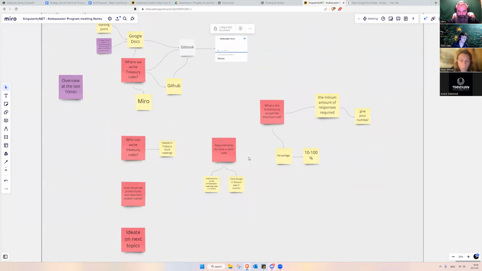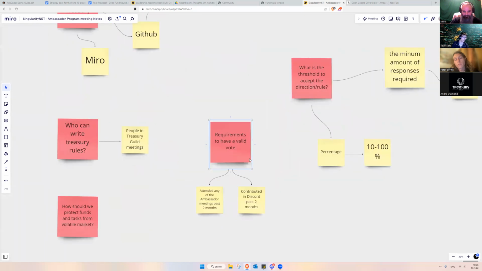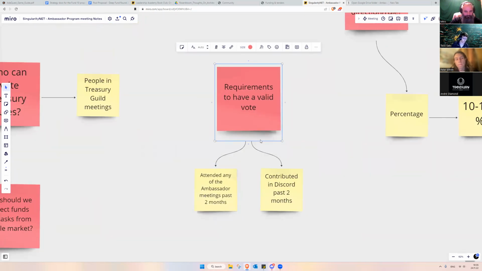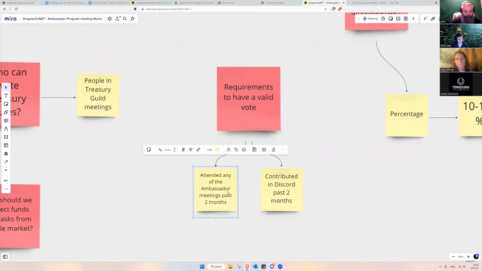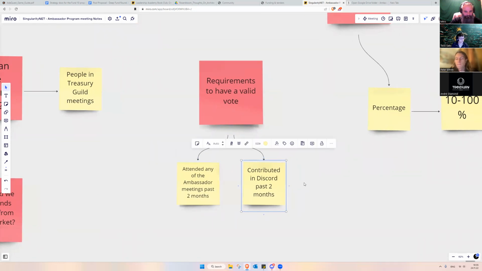So right now, would both of these be a requirement, or one of them? Basically, I guess that is for the future to decide. I would say maybe you don't need all of them, but this is now the option. In the Google form, we say requirements to have a valid vote, and then we have attended any ambassador meeting, contributed in the past 2 months, and then we have others, so people can suggest more options.